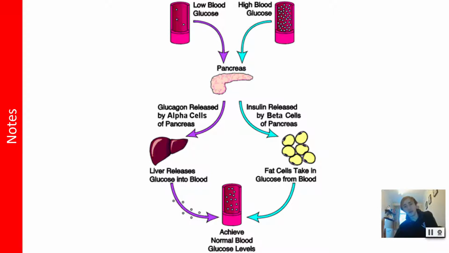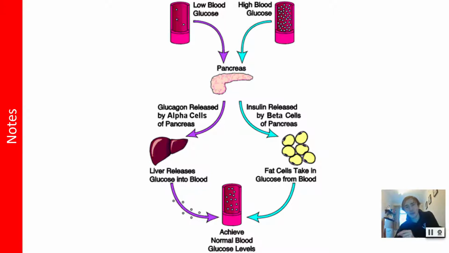So, if you have too much blood glucose, we'll say it again, it's detected by the pancreas, which releases insulin, that causes the cells around your body to absorb the glucose out of the blood and store it as glycogen.